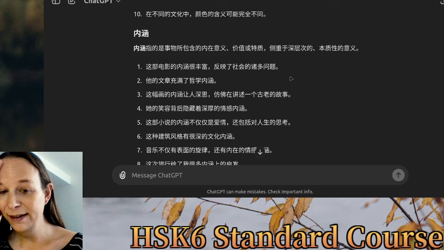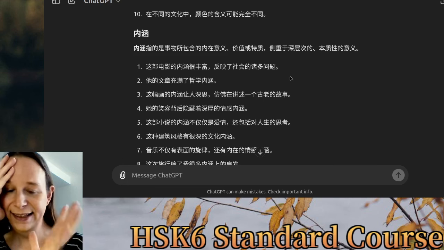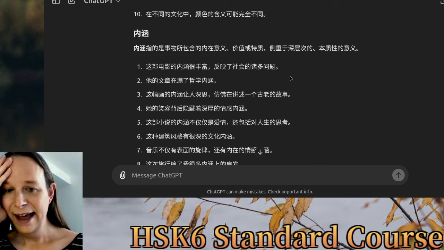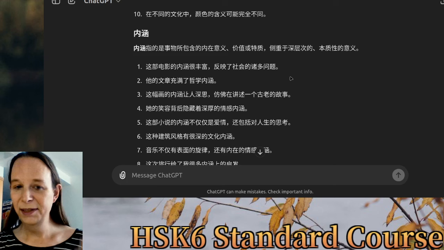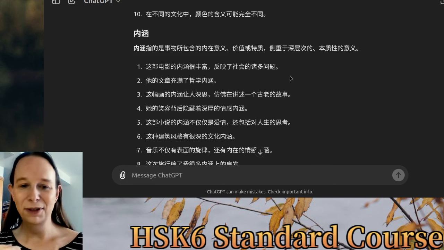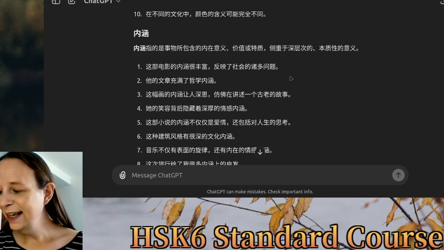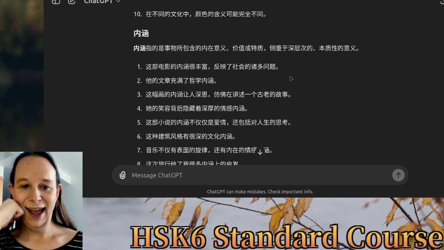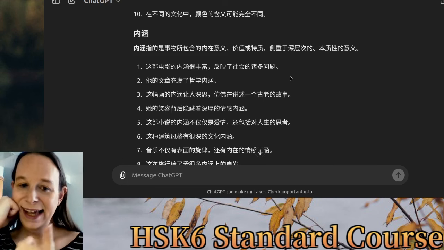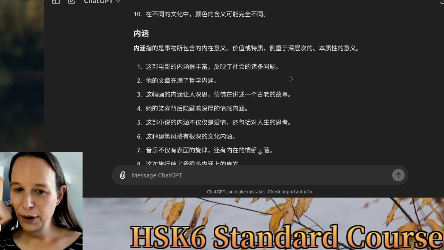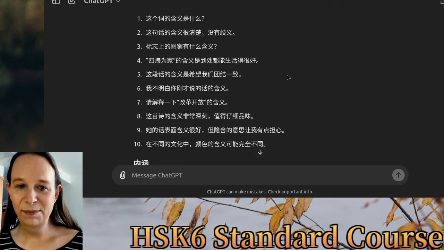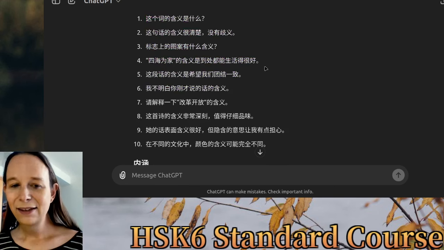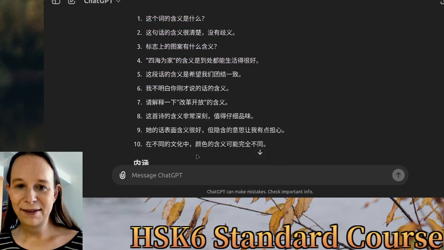All right. So they're quite different after reading all these sentences. They're a little more different than I was thinking. 内涵 definitely is the internal meaning and the connotations. It's not necessarily of words, but of like speeches or novels or movies and things like that as well. Whereas 含义 is the meaning and implications of words and speech and things. Those two words are more different than I was expecting.